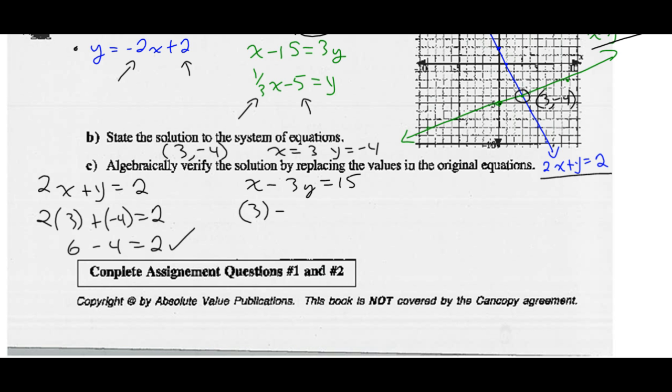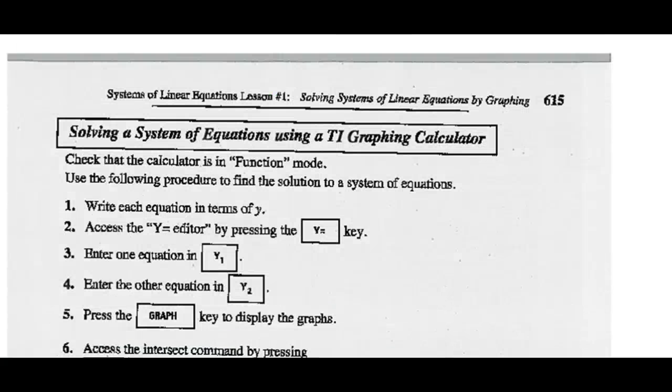Try the second equation. When x is 3, y was negative 4. So negative 3 times negative 4 is a positive 12. 3 plus 12 definitely equals 15. All right. You get a chance to do 1 and 2 in a minute. We're going to continue with the notes.